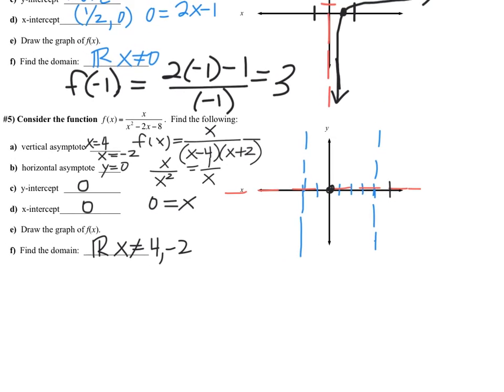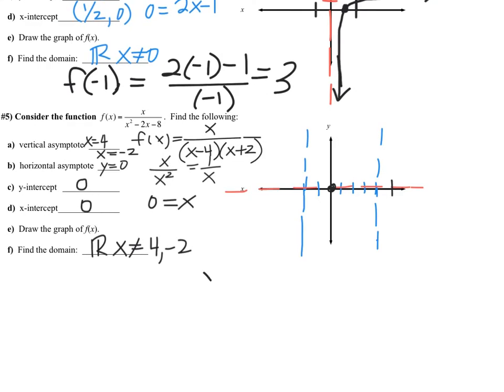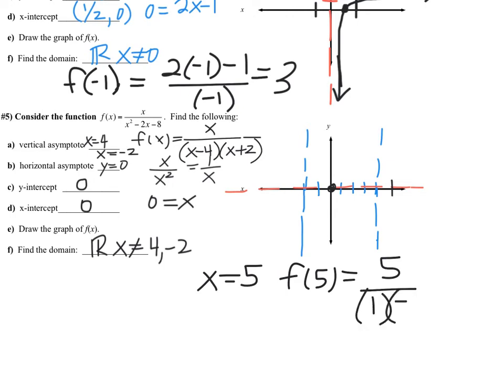Let's plug in x equals, what do you want to plug in? 5? Me too. X equals 5. Now my suggestion is to plug it into the one that you factored because it's just easier to do it that way. So plug in 5. So f of 5 would equal 5 over 5 minus 4 is 1. 5 plus 2 is 7.